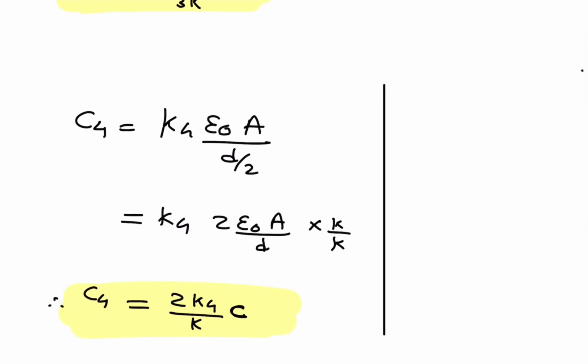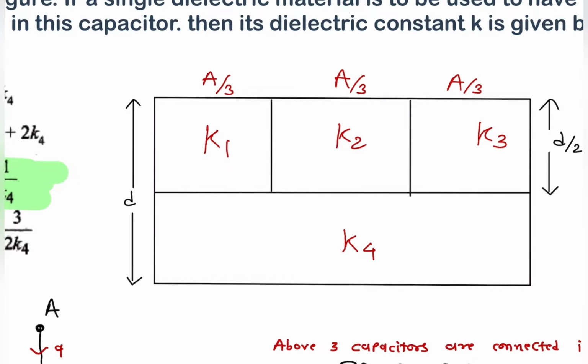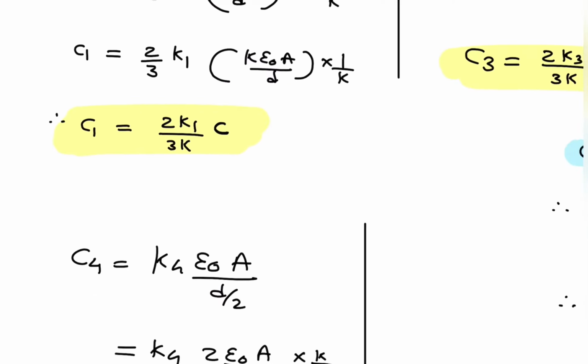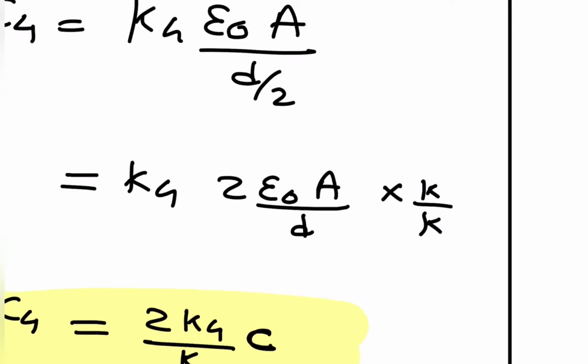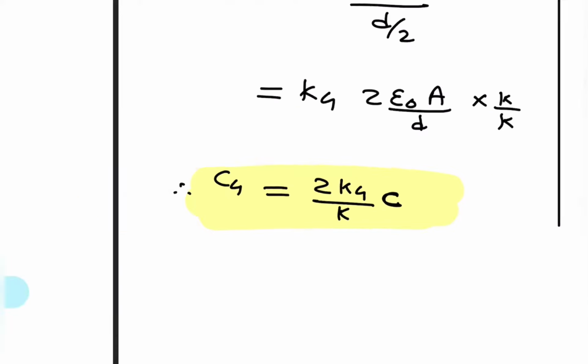For the C4 capacitance, it is equal to K4 times epsilon naught A divided by D by 2, because the area for the fourth dielectric is A and the width is D by 2. So the width of the fourth dielectric is half, that is D by 2, and the area remains the same. So it becomes K4 times 2 epsilon naught A by D, multiplied by K divided by K. It comes out to be C4 is equal to 2 K4 by K into C.